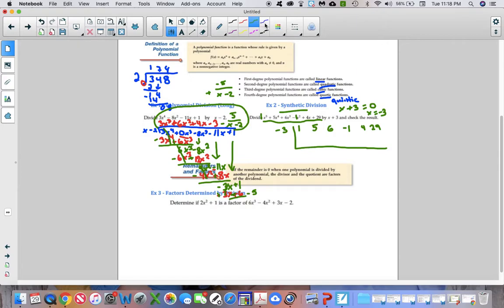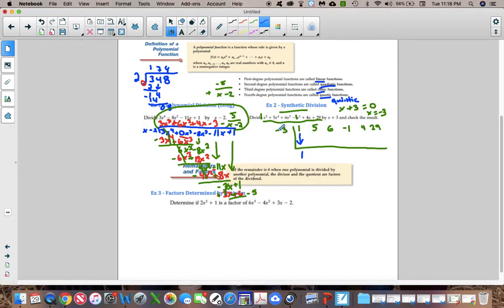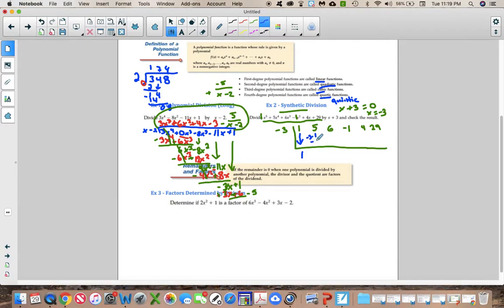So this is how synthetic division works. The very first step, you drop the first number down, whatever it is. Then the number that goes in this box is -3 times the number down here, which is 1. So -3 times 1 is -3. This is the number that goes right here. Then I add these together, so 5 and -3 makes 2. Then I repeat the process. -3 times 2 is -6, and 6 and -6 added makes 0.